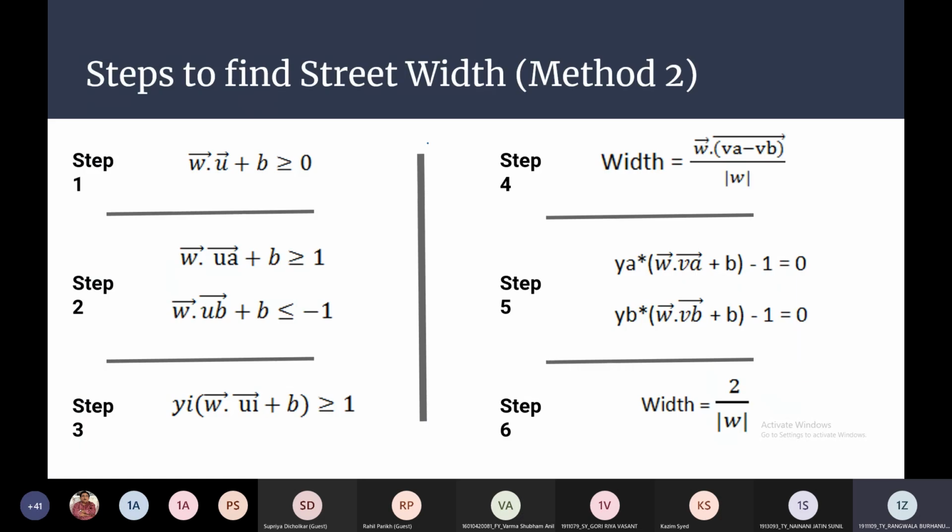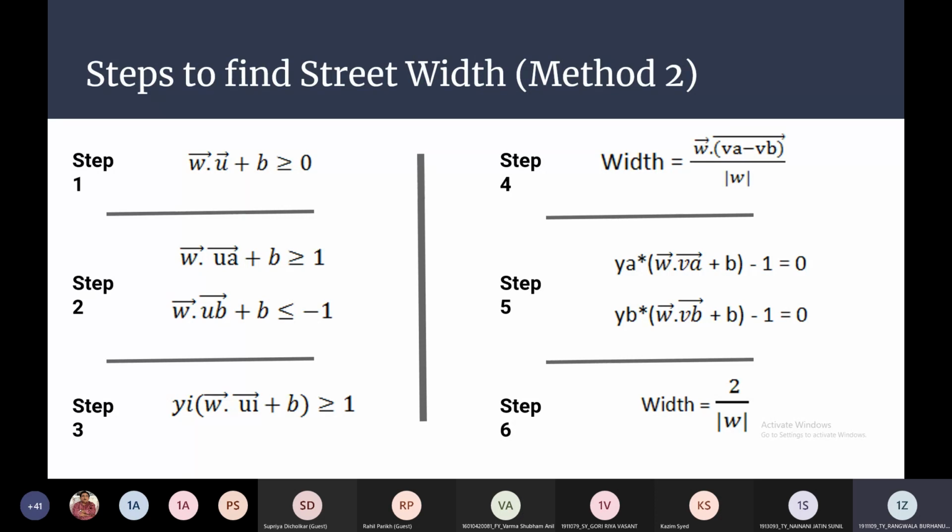Now I'll show you how to actually optimize this function. Let's assume there's an arbitrary vector u and an arbitrary vector w. Now w is perpendicular to the decision boundary and has arbitrary length. So w dot u will actually be the projection of u on w. Now, in this w dot u, b is just a constant.